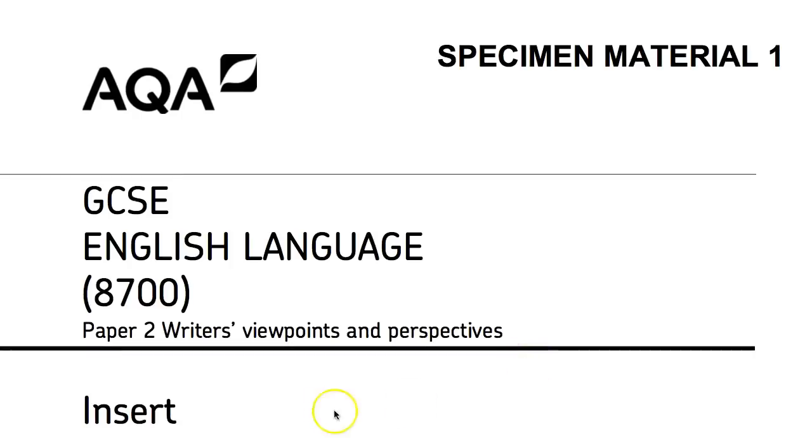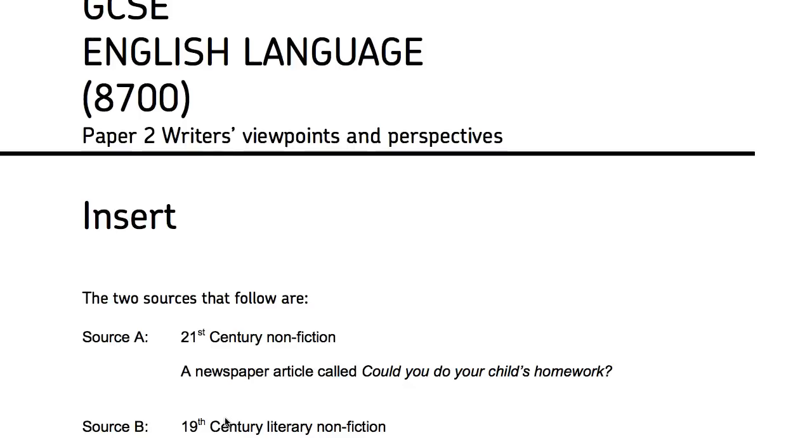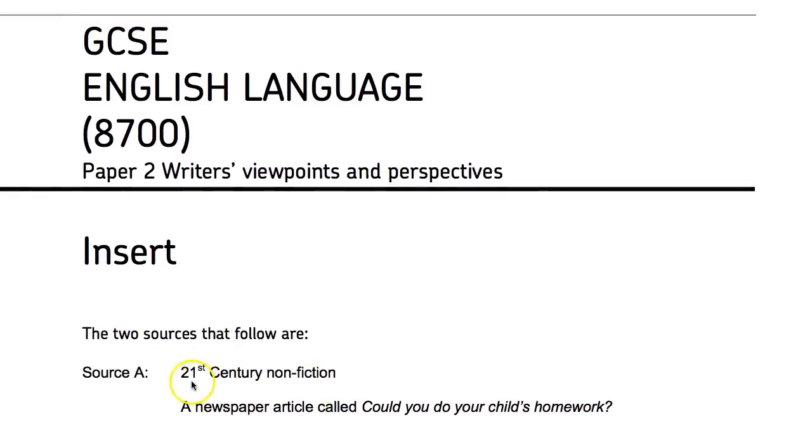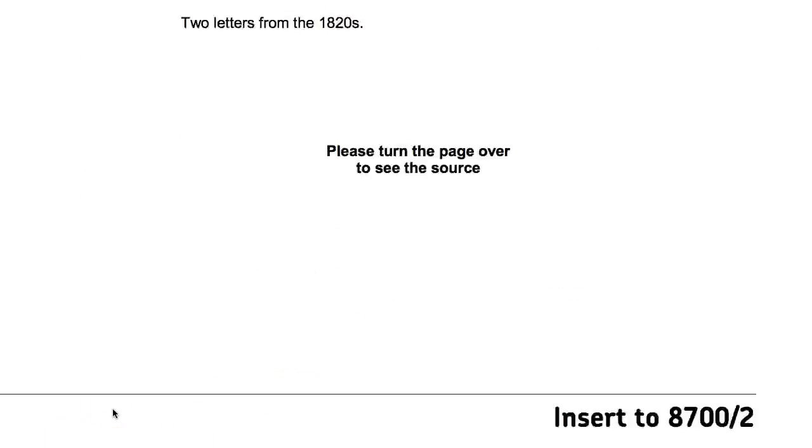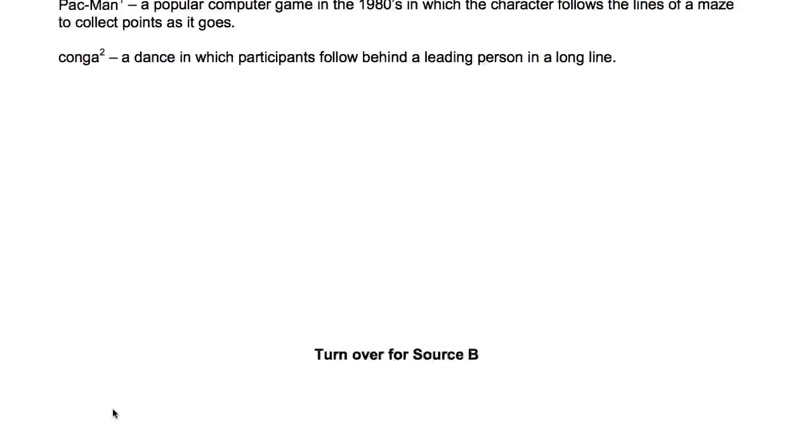question itself. So you will be given an insert with the two texts that you must read. One text, source A, will be written in the 21st century or the 20th century and will be quite accessible. However, source B will be 19th century in each exam that you do. In this instance, they're two short letters to make one whole text. So you'll need to see another video of mine to work out what the common features of 19th century texts are. But for this, let's just leap forward to source B and see what it looks like.